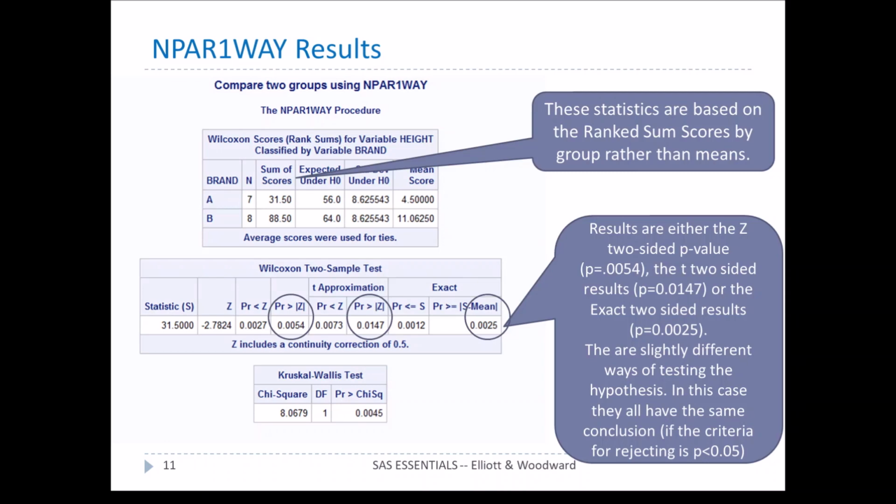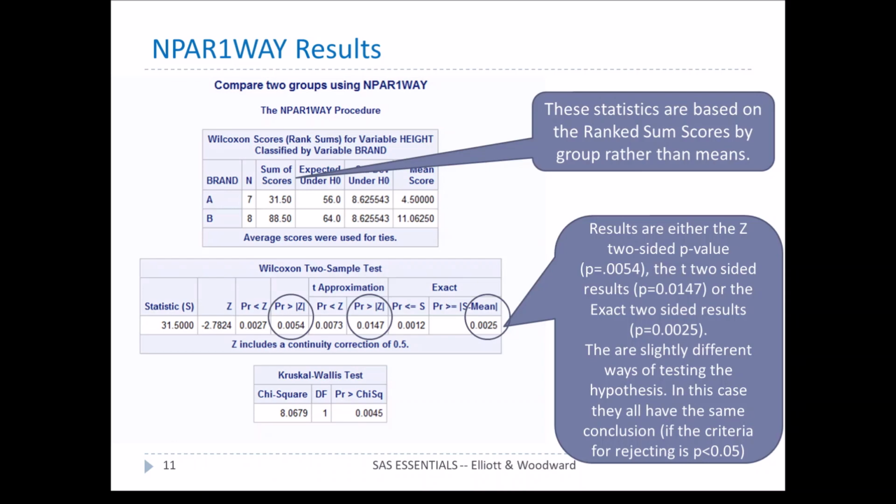We're comparing distributions. So let's look at the second table, the Wilcoxon two-sample test. And the results are actually given here three ways. So the results are either the Z two-sided p-value, which is p equal 0.0054, the T two-sided result, 0.0147, or the exact two-sided results, which is p equal 0.0025.